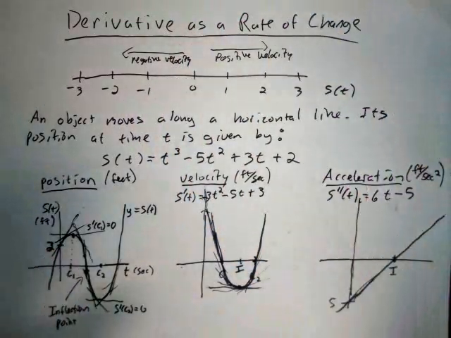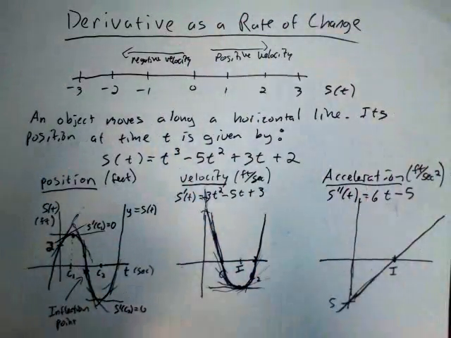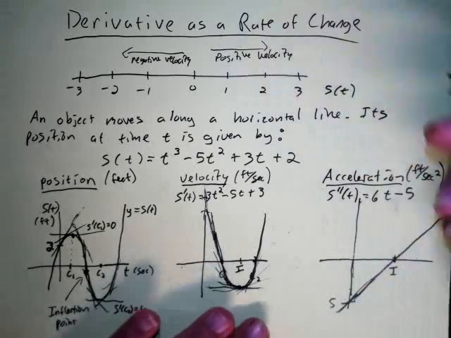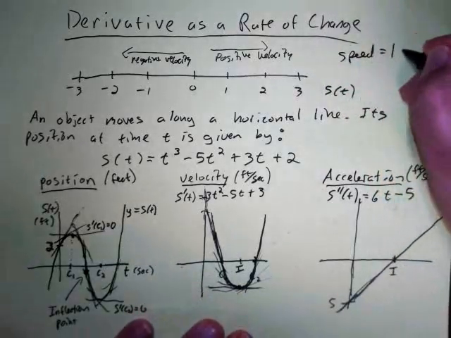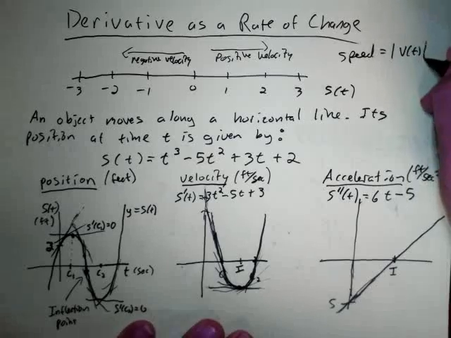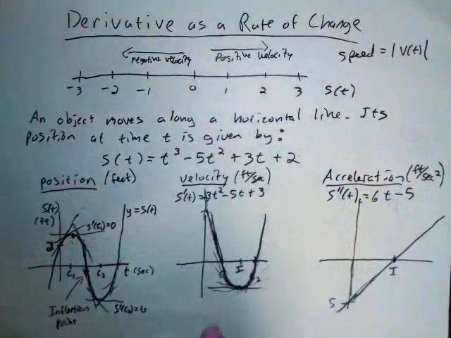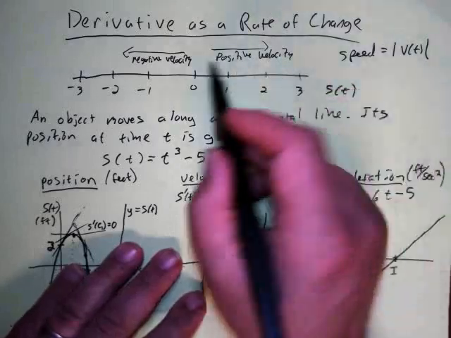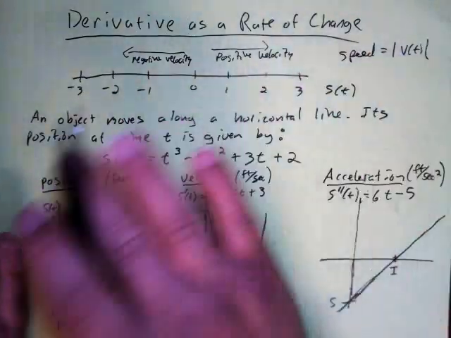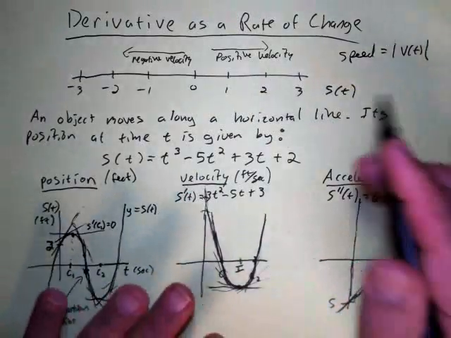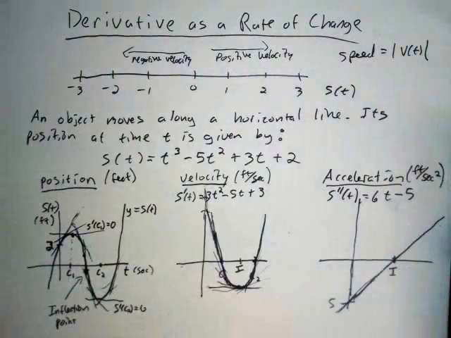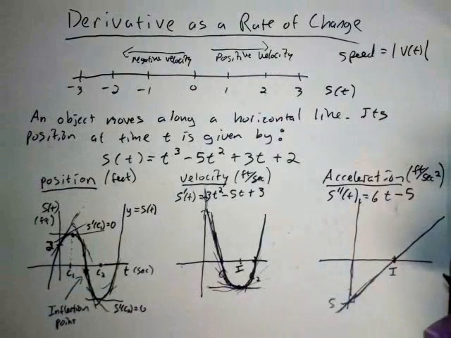So the sign matters. The sign determines the direction that you're going. And we can actually define the speed just to be the absolute value of the velocity. So then that's talking about just how fast the object is going. It's not interested in what direction it's going. So the speed is just the magnitude of the velocity, but the sign is the direction that it's going.